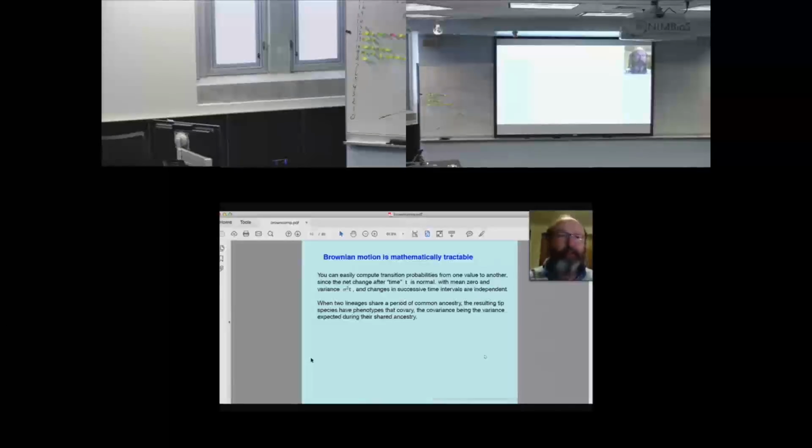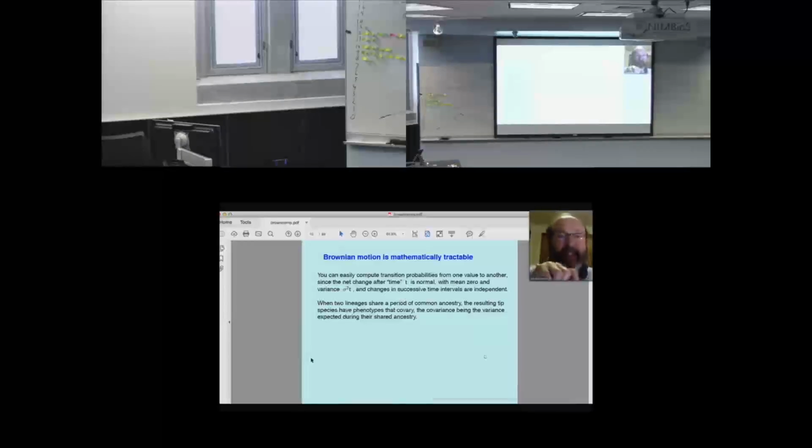There's all kinds of mathematical exotica you can talk about, short-term changes in Brownian motion. But actually what we want is to compute the probability that you go from the value now to the value at the end of a single branch on a tree, on a phylogeny. And that's easy with Brownian motion. It's a sum of little wiggles, each with equal variance and each independent of the other. The changes in successive time periods are independent.